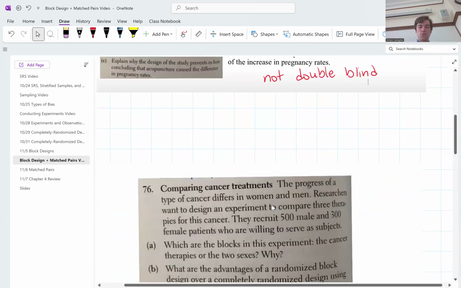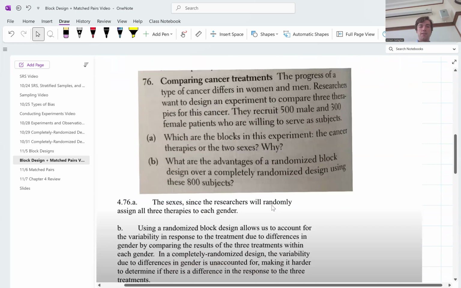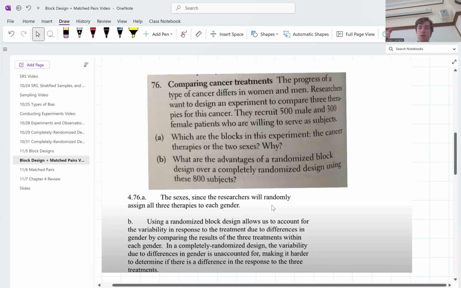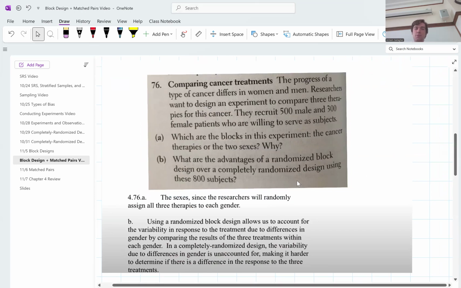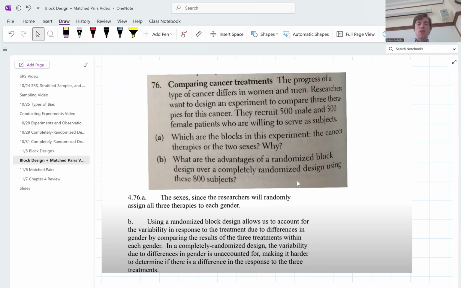If we scroll down to the next one, so again, I asked you to pause the video and read the question. Here, we are going to be comparing cancer treatments. So in this case, right, the first sentence tells us that the progress of a type of cancer differs in women and men. And so you would probably want to design a block experiment. And you could either focus on the different types of cancer therapies or the two sexes, right? That's the question in part A.